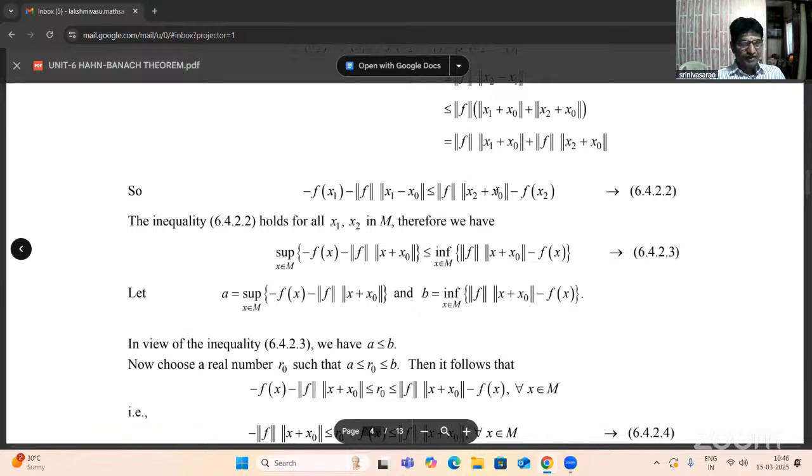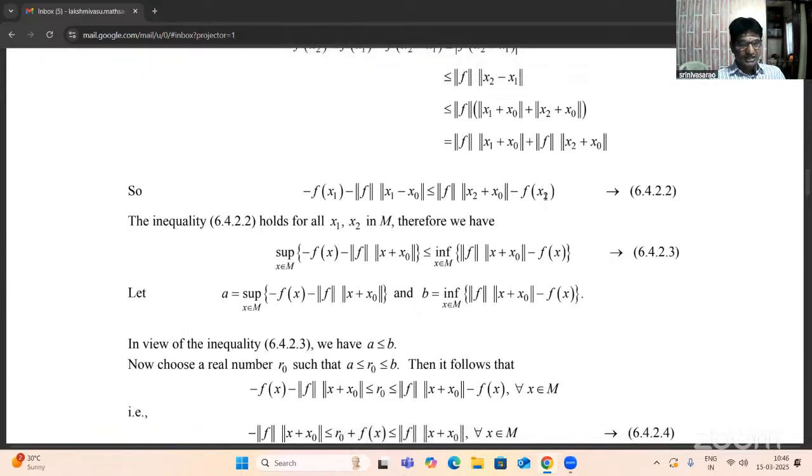This value is the supremum of minus f of x, because x1 and x2 both belong to capital M. So we replace x1, x2 by a small x here: the supremum of minus f of x minus norm f into norm x plus x0. The supremum of the negative equals the negative of the infimum.